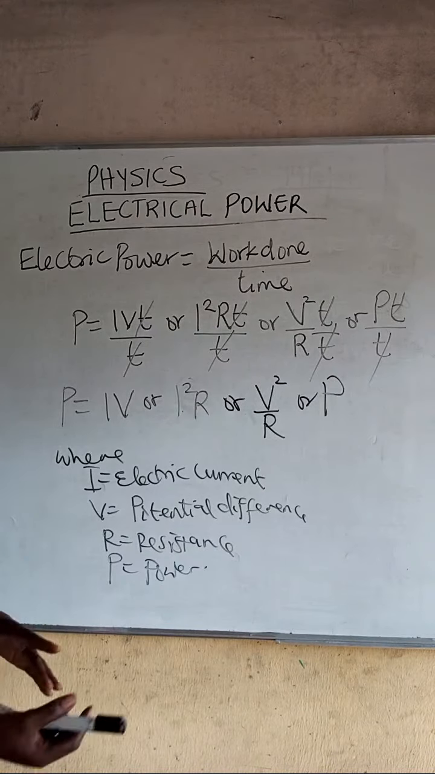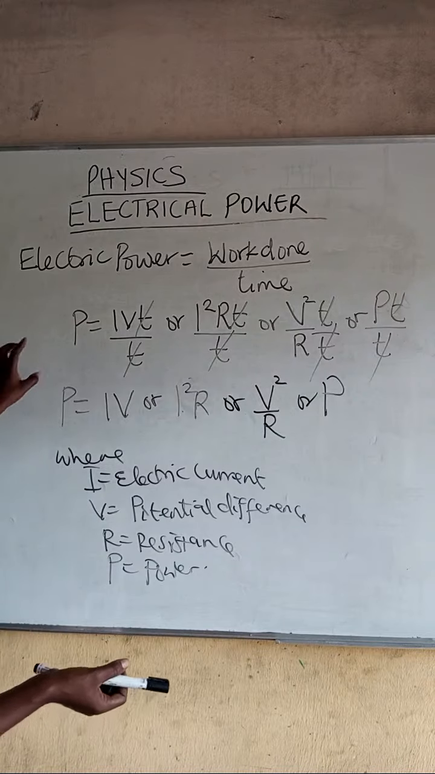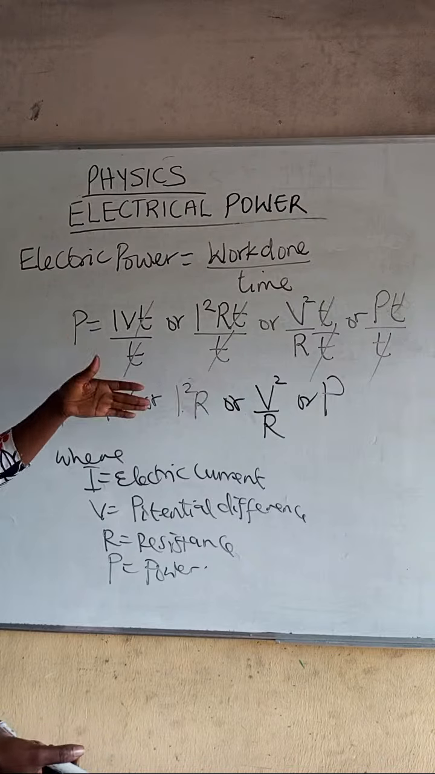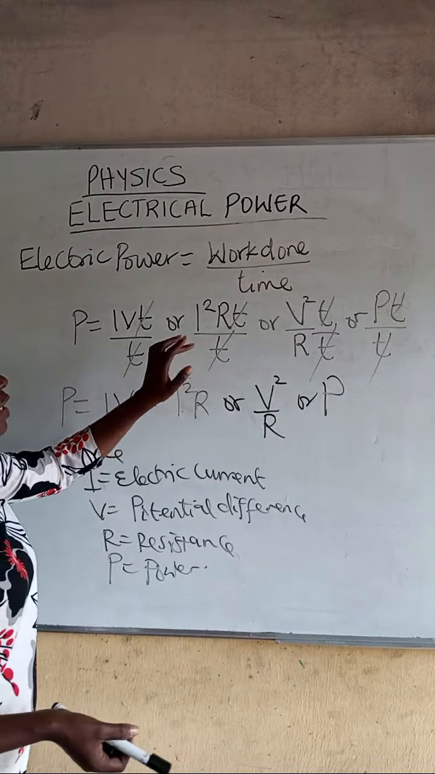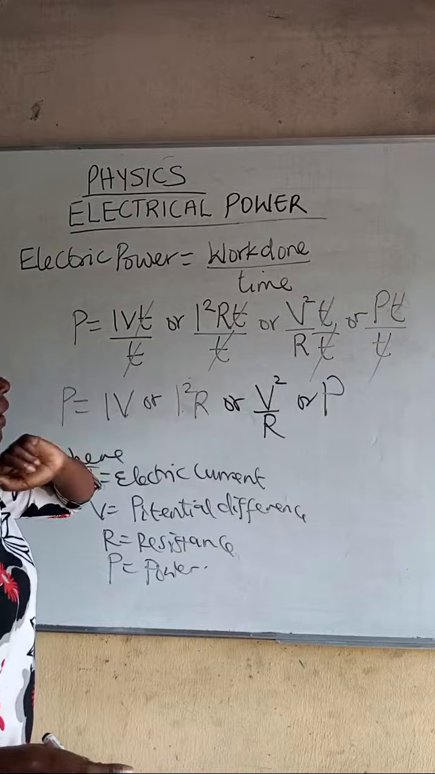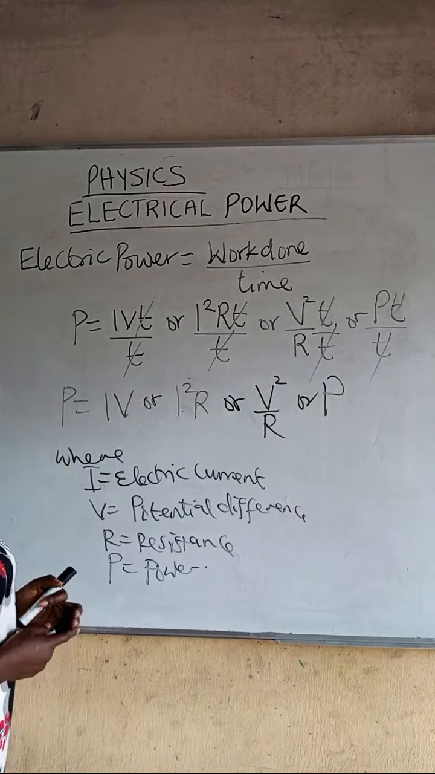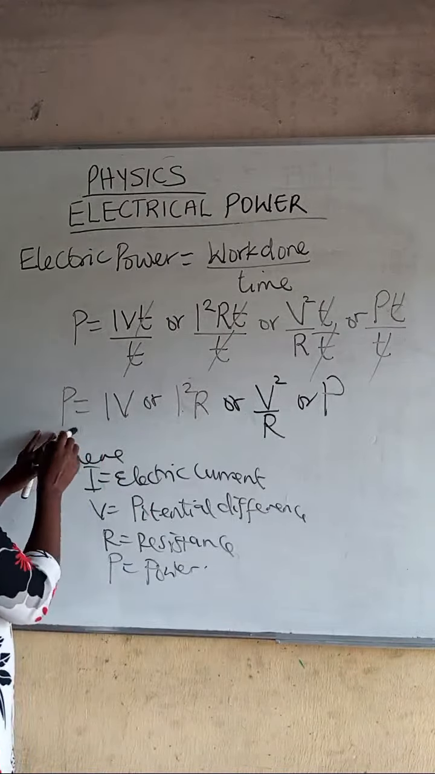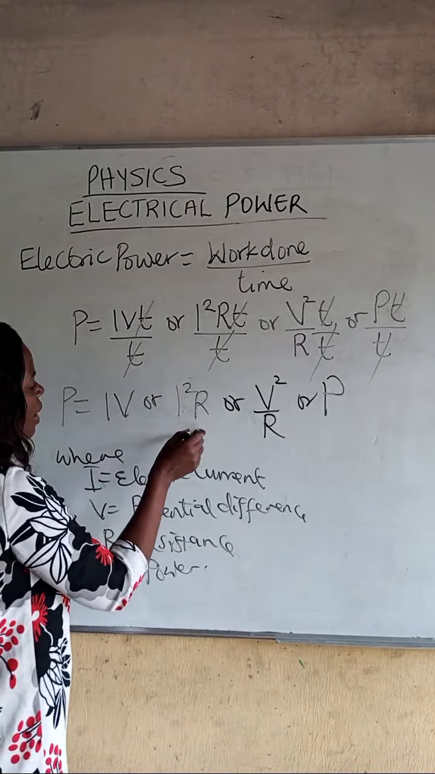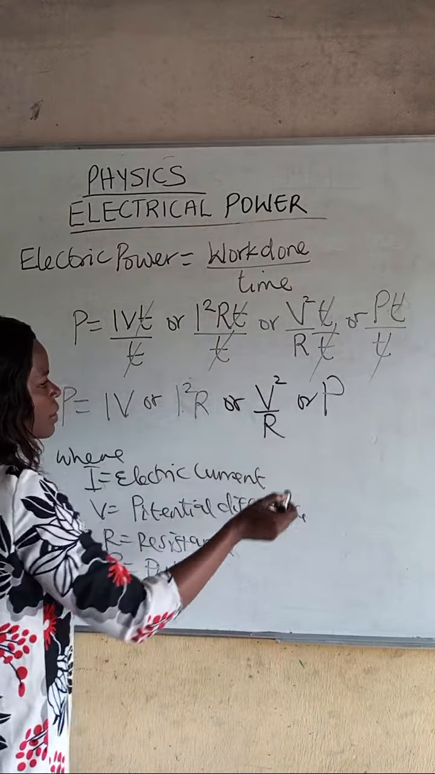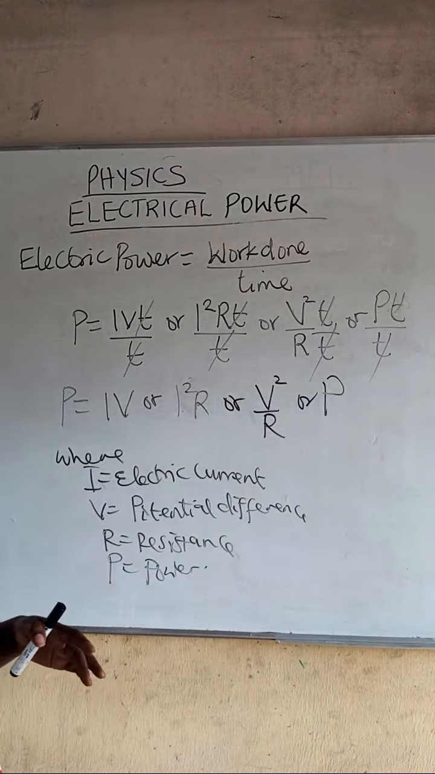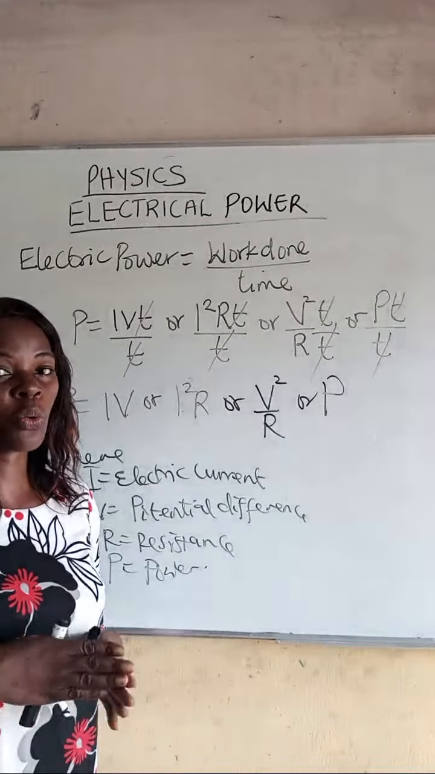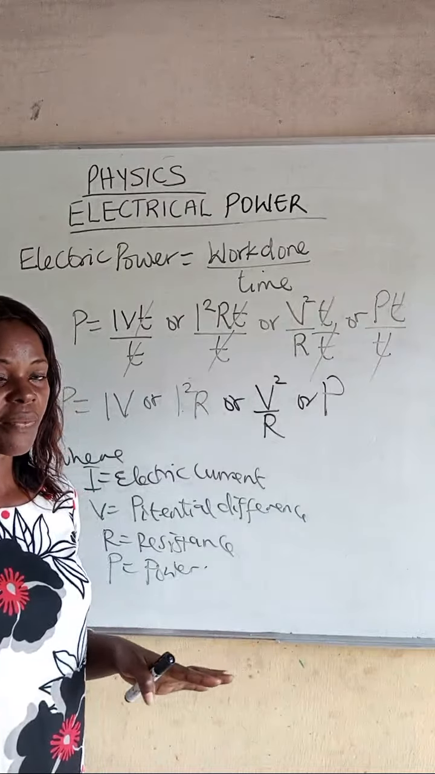We have solved problems on electric work done, and we have P as IVT over time, I squared RT over time, V squared T over R over time, then PT over time. So the time cancels, and we are left with power equal to IV, I squared R, or V squared over R. The only difference between power and electrical energy is that we multiply the power by time to get electrical energy. Do we understand?